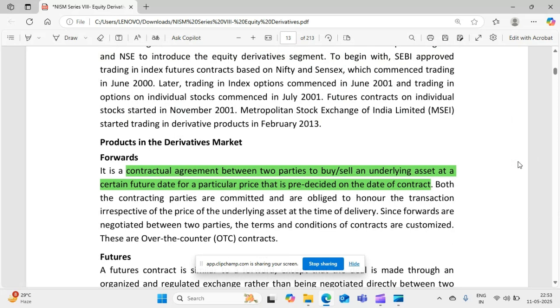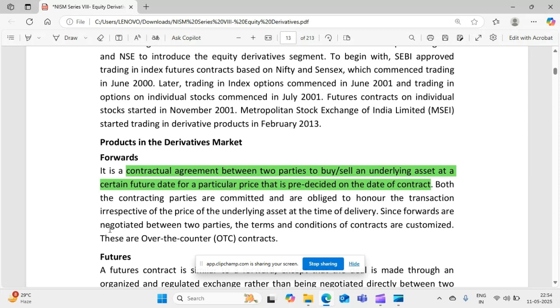So maybe you are planning to buy something on a future date. Okay, the price is agreed upon today. Okay, and the contract actually gets completed on a future date. That is what is forward, and both parties are committed and are obliged to honor the transactions irrespective of the price of the underlying asset or time of delivery. So remember, the price is agreed upon today, so the contract will be executed today itself, but the settlement will happen in future, right? And that is something which is important for us to know.